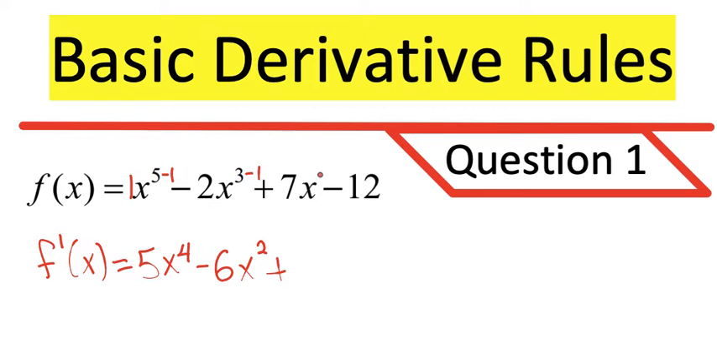Next, we have 7x to the power of 1. We're going to multiply 7 by 1, which gives us 7, and then we're going to subtract 1. x to the power of 0 is just 1, so there's no x. And whenever you take the derivative of a constant, it gives you 0. So we find that the derivative of f of x, which is x to the power of 5 minus 2x to the power of 3 plus 7x minus 12, is going to be 5x to the power of 4 minus 6x squared plus 7.